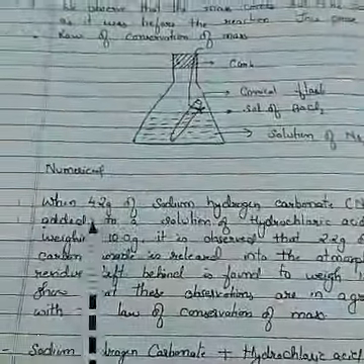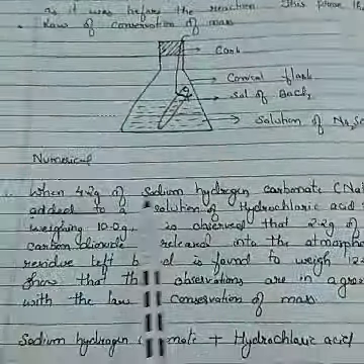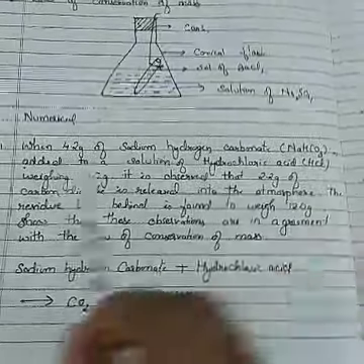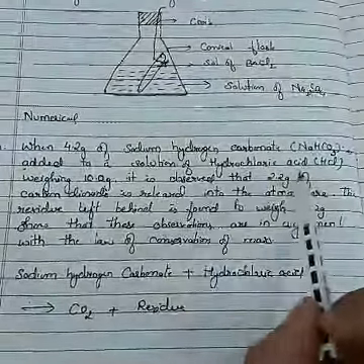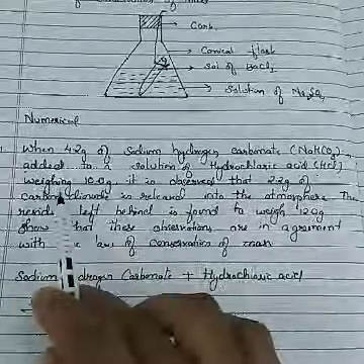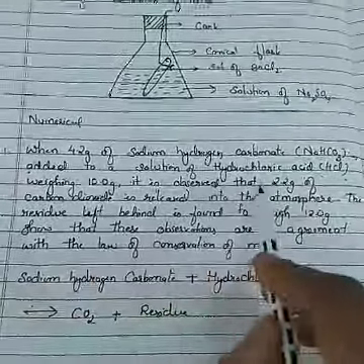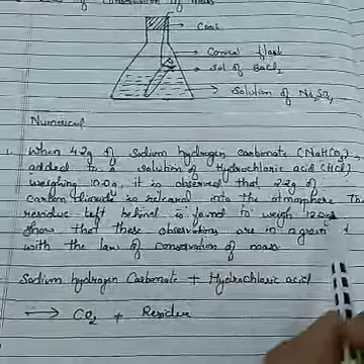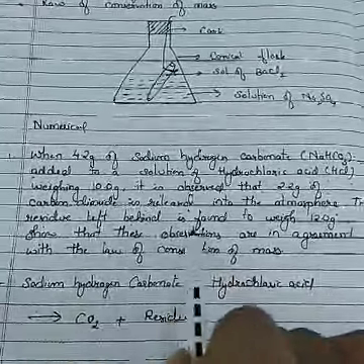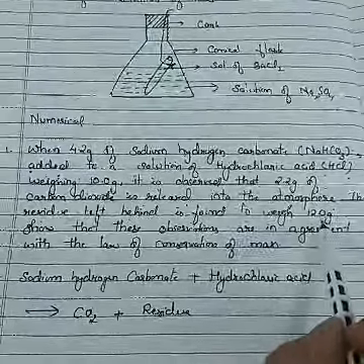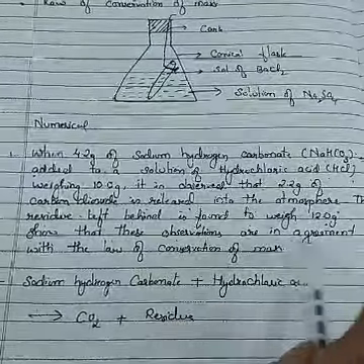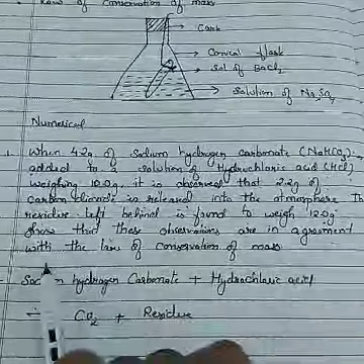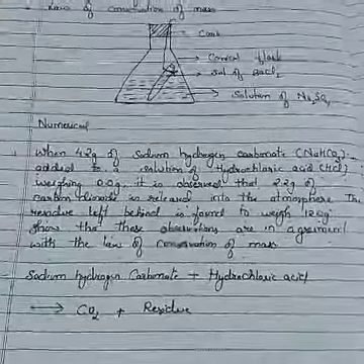First numerical: when 4.2 grams of sodium hydrogen carbonate, that is NaHCO3, is added to a solution of hydrochloric acid, that is HCl, weighing 10 grams, it is observed that 2.2 grams of carbon dioxide is released into the atmosphere. The residue left behind is found to weigh 12 grams. Show that these observations are in agreement with the law of conservation of mass. You can get these kinds of numericals from this law.